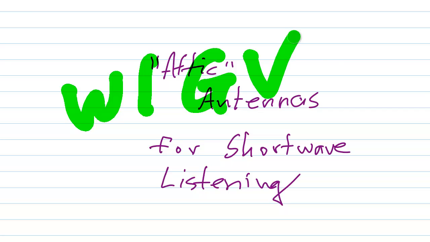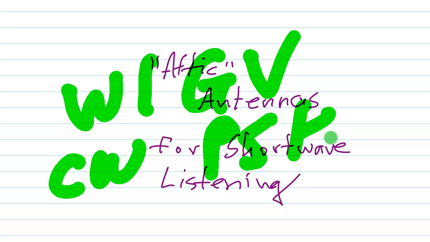I am a ham radio operator, my call sign W1GV. You will find me mostly on CW, that's Morse code, on the 14, 18, 21, 24, and 28 megahertz bands. You will also find me doing CW, which stands for continuous waves, even though they're not continuous, and PSK, phase shift keying.